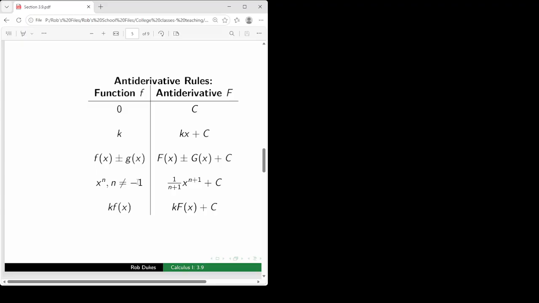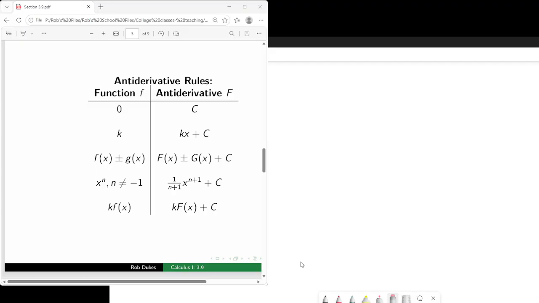And then the power rule. Earlier I just said for positive n, but actually it works as long as n is not negative 1. We add 1 to the exponent, x to the n plus 1, divide by n plus 1, and put a plus c. Why can n not be negative 1? That seems arbitrary. Well, let's consider what that would look like.